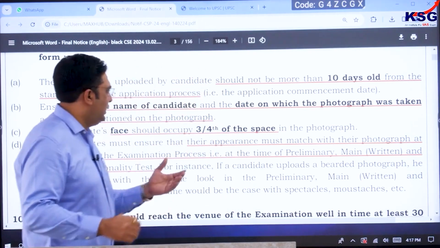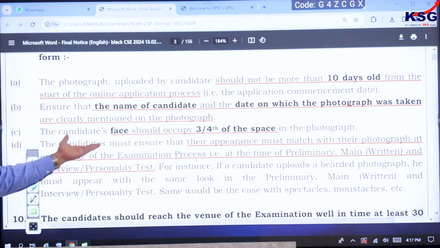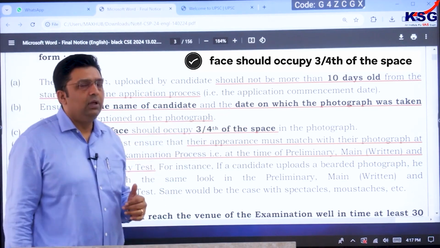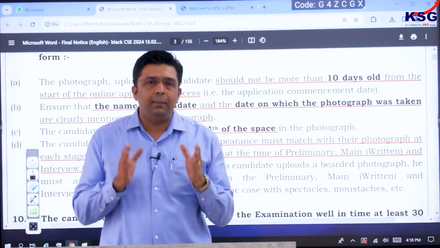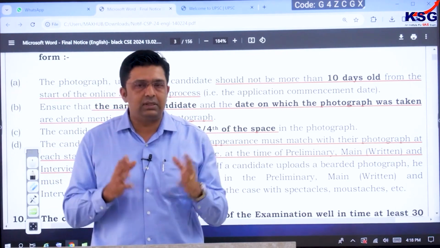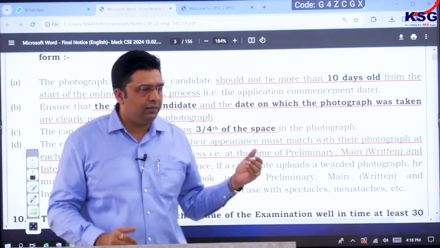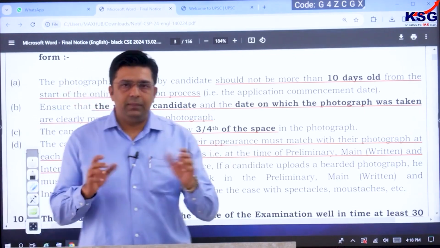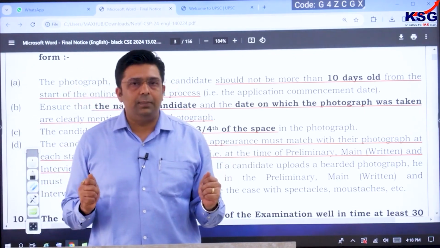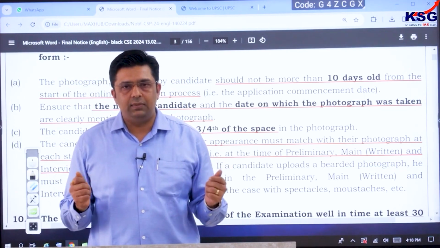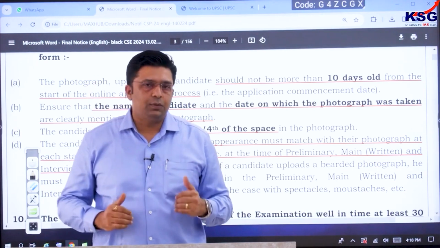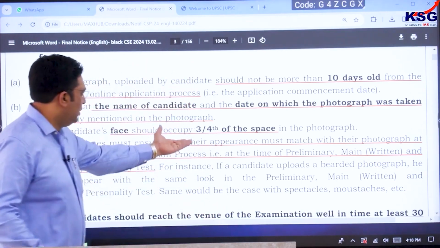Okay. At the same time, they've mentioned that the candidate's face should occupy 3/4 of the space of the photograph. So 3/4 is, आप अंदाजा उसको लगाएंगे कि आपका face clearly visible होना चाहिए and the kind of space it needs to be given. ठीक है? So आप ऐसे अपने detail पकड़ के अपना नाम and अपना the date on which it has been clicked the photograph, आप वो click करके photograph खींचेंगे and you'll give space and the decent space to your face.